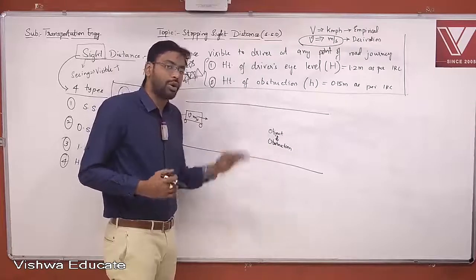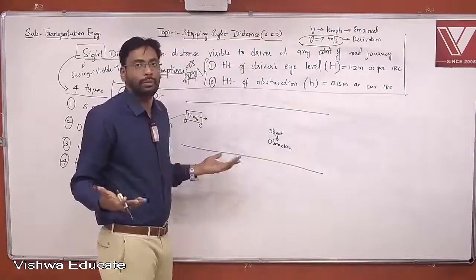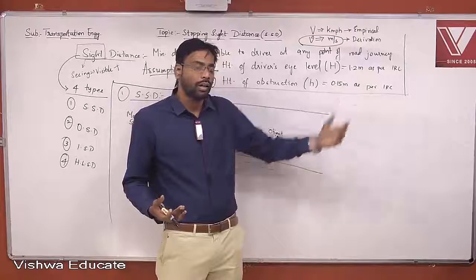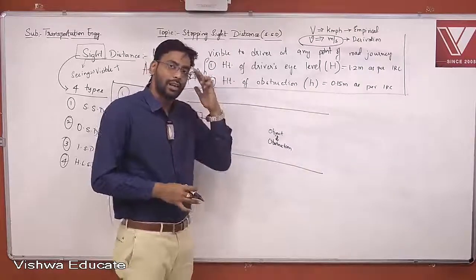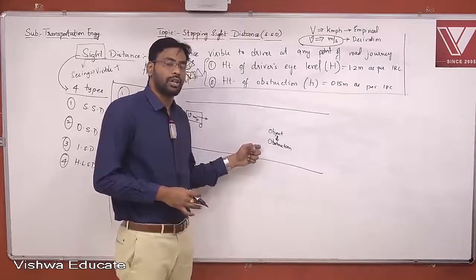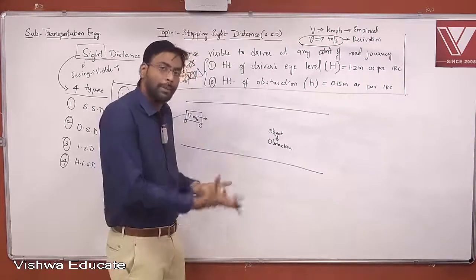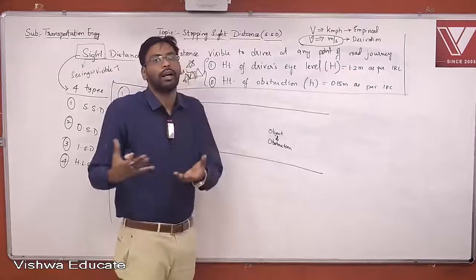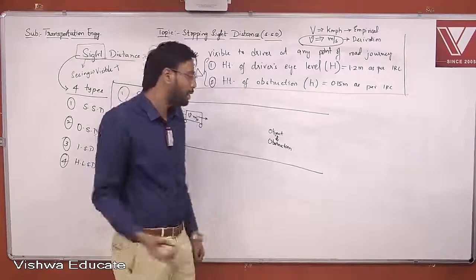If that object is not an obstruction, I will not apply any brake and I'll move on. Now, if my mind says that this object is an obstruction, then what will I do? I will apply my brake and I will stop my vehicle, right?